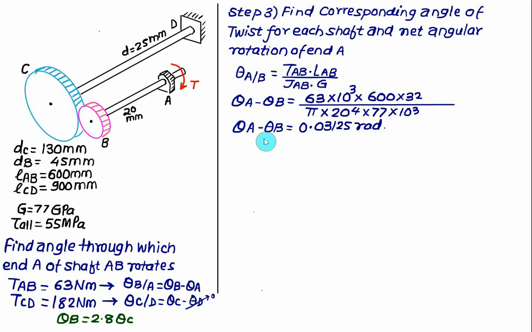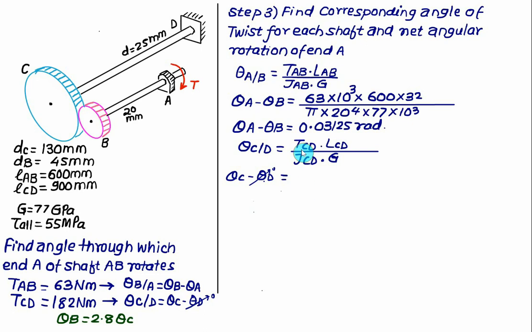Now the same thing will be repeated for C to D. So we have theta C with respect to D as the torque of CD multiplied by the length of CD, divided by the polar moment of inertia of CD multiplied by the value of G. Now theta C with respect to D is theta C minus theta D, and theta D is equal to 0 because D is the fixed end.